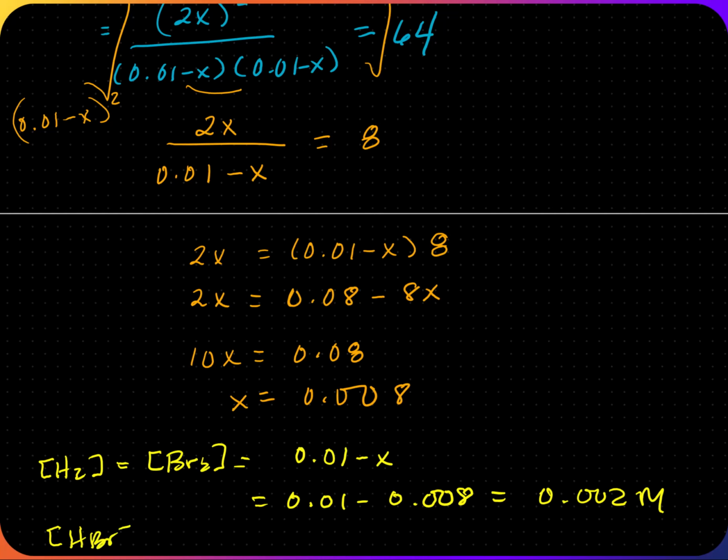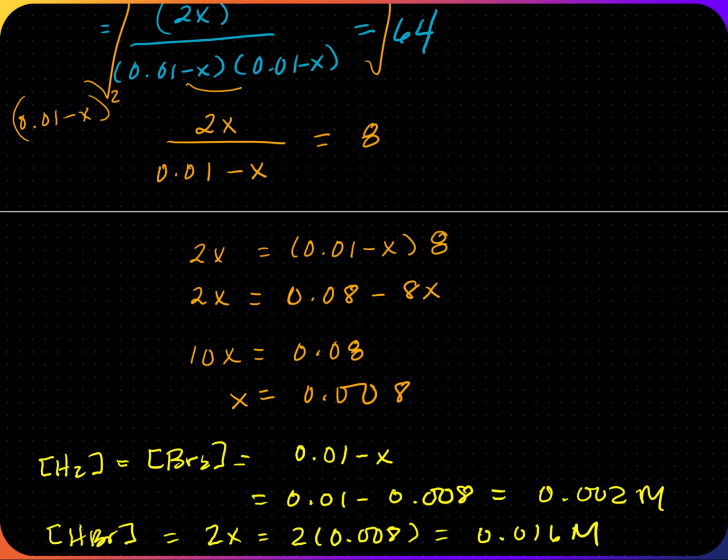Concentration of HBr was equal to 2x, so that's going to be 2 times 0.008, which equals 0.016 molar. So those are your equilibrium concentrations. When you tackle equilibrium problems, make sure you read the question carefully. If it's at equilibrium, there is no need for an ice table. If it says it's going to equilibrium, or it's going to reach equilibrium, or initial concentrations are given, you must write an ice table. And the calculations after that are as before.